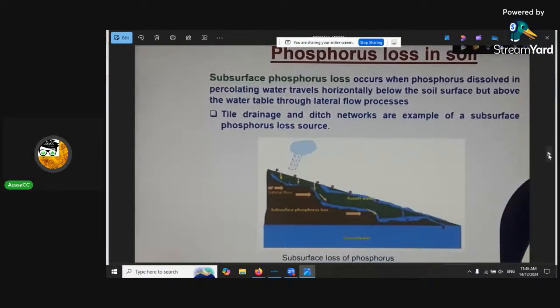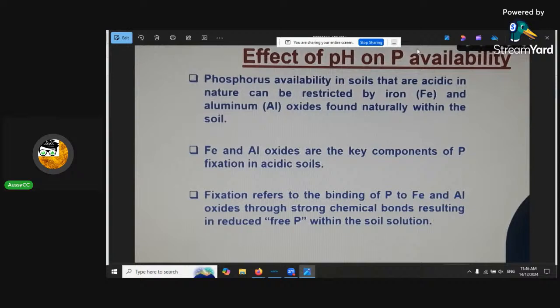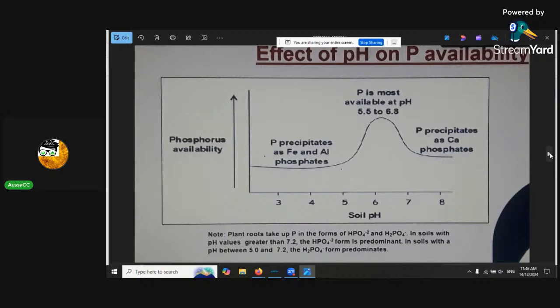The effect of pH on the availability, I kind of talked about that, but this goes into detail, so I'm not going to go into that much detail. Here are the two different forms of it, so you can see with the pH.